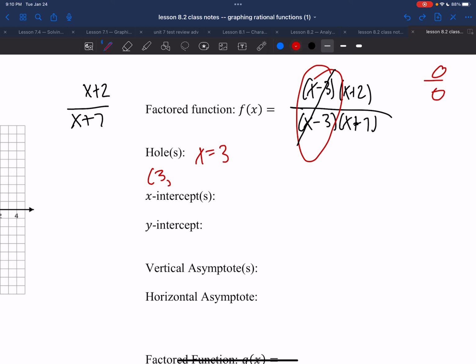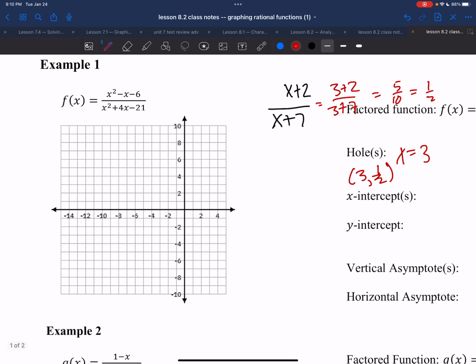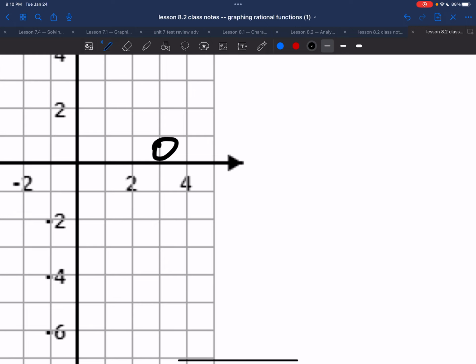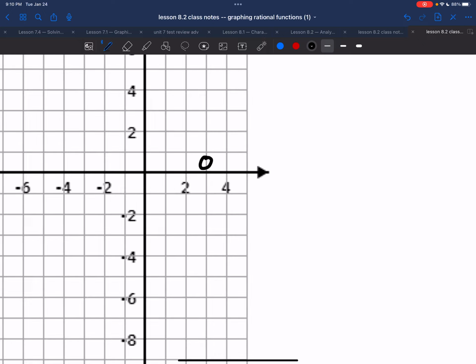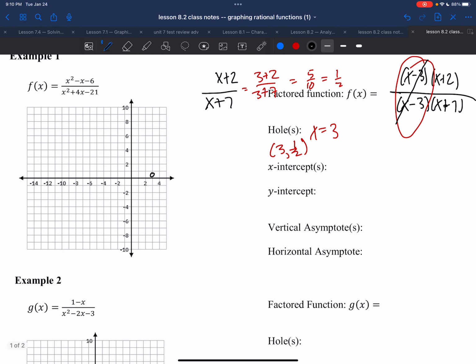So let's do that. I want to do x equals 3, so I'll say 3 plus 2 over 3 plus 7, that's 5 over 10, which we know is a half. So my hole is going to be at 3 comma a half. I'm going to go ahead and place that somewhere. Let's say 1, 2, 3, and then a half. So I'm going to zoom in and make it nice, look at that. Nice.